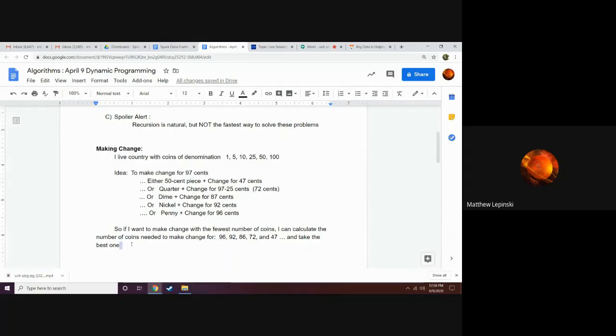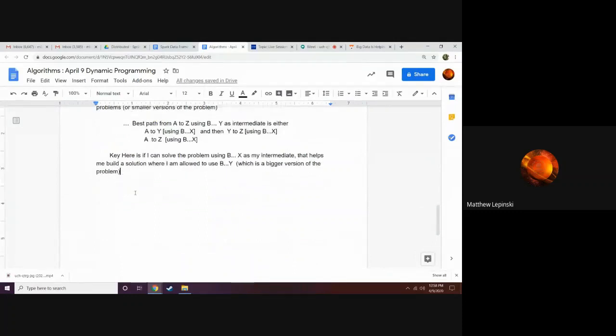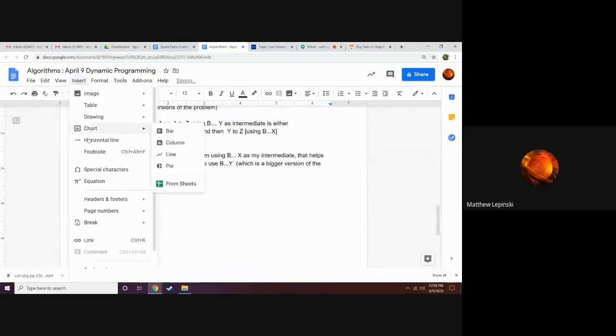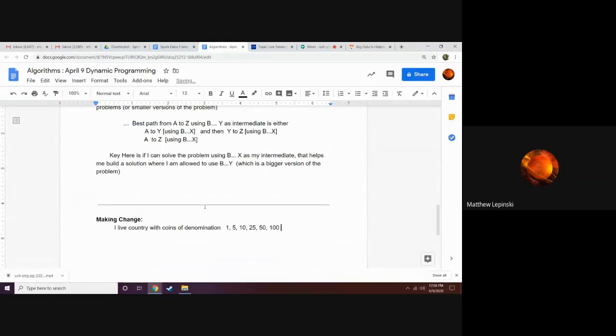Yeah, so let's go back to making change. It turns out we live in a country with really boring coins. So in the United States, actually a greedy algorithm works: always choose the largest coin less than the amount.